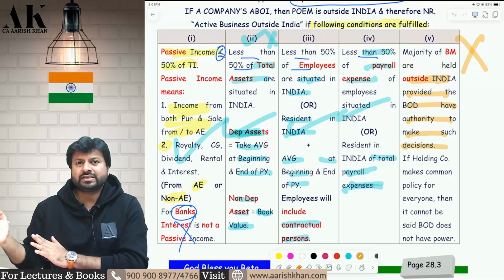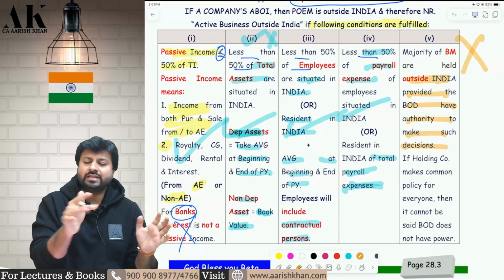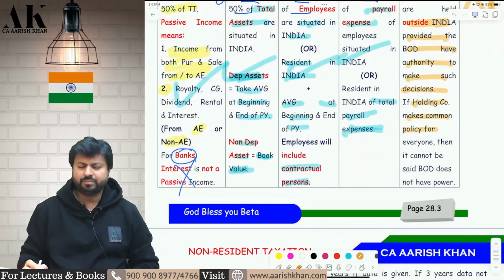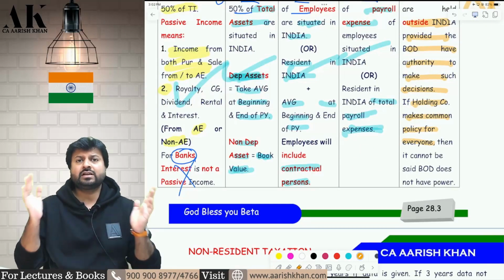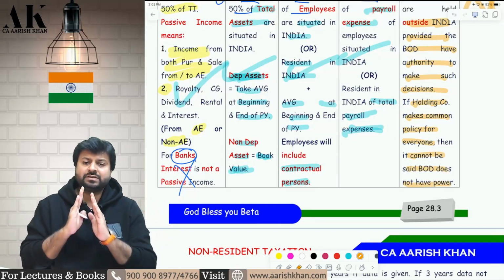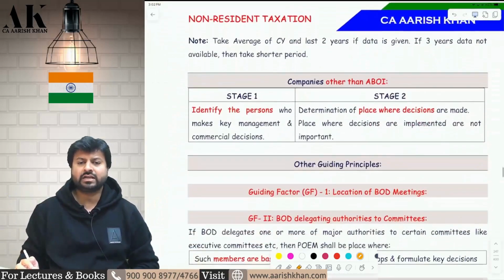If the majority of board meetings are held outside India, but still 2 meetings out of 10 are held in India, and those 2 meetings are taking all the big decisions, then this condition is violated as per the income tax law. Plus, if the holding company makes policy for all the subsidiaries across the world, then it cannot be said that the board does not have power, because that is not specific to any company, that is specific to the entire group. So in that case, you cannot say that the condition is violated.